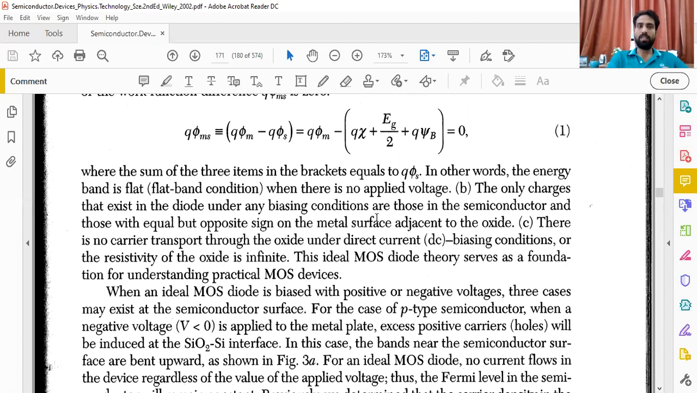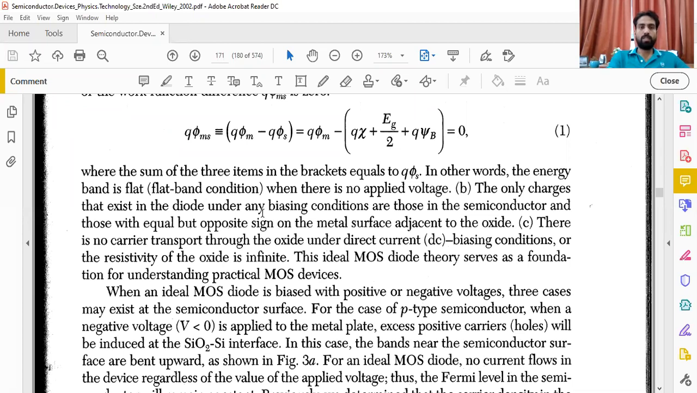In other words, the energy band is in flat band condition when there is no applied voltage. So this is a very simple equation, with linear equations here. When there is no voltage applied, these are almost equal to each other. This is a balancing situation. It means they are equal, and the difference is nothing. This is exactly the meaning of zero bias.